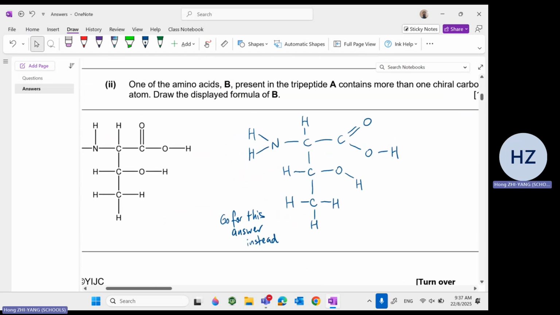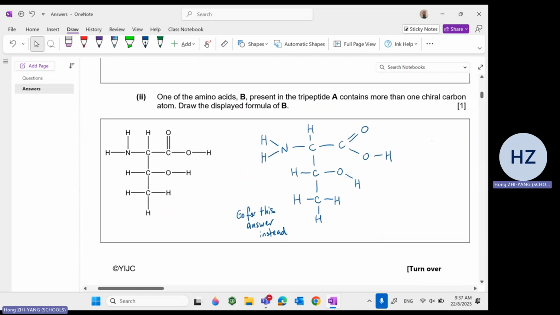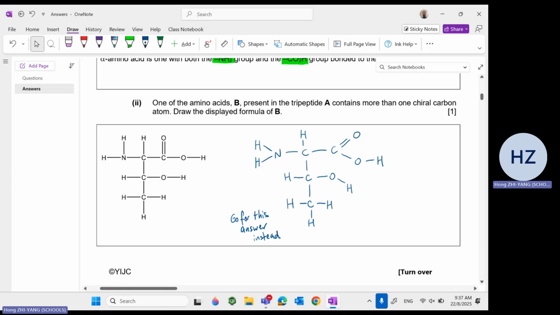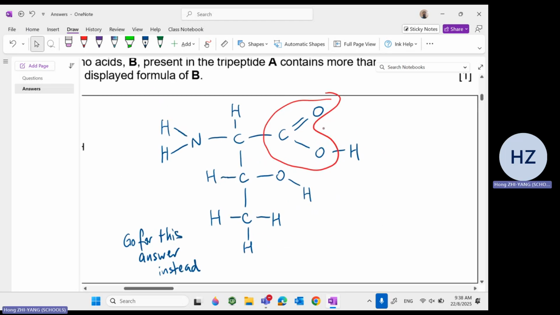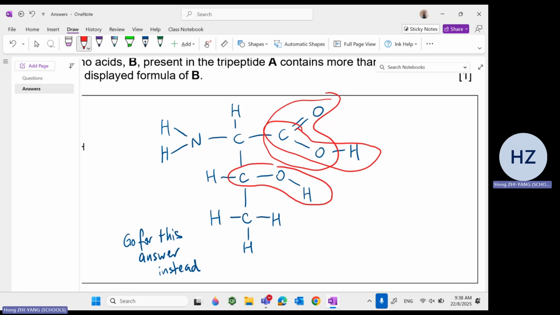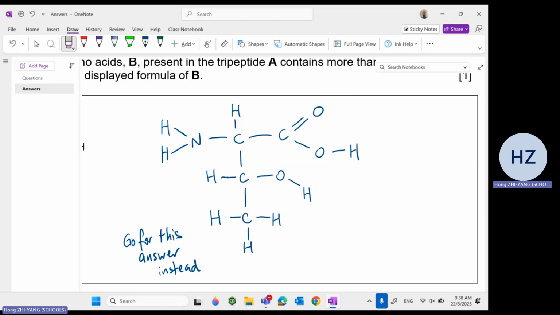Okay, next. Now, I don't agree with YIJC's answer, so I want to present my version. Draw the displayed formula for B. Actually, you have to commit to the shapes for certain functional groups. So for the carboxylic acid and the alcohol, I don't agree. You actually have to bend the alcohol. And for the carboxylic acid, this one must be trigonal planar. Let me zoom in. And this one must be bent. And this one must be bent. This is what we taught you. So let's follow this instead. Let me remove the circles. So please edit. But all the bonds must show out.